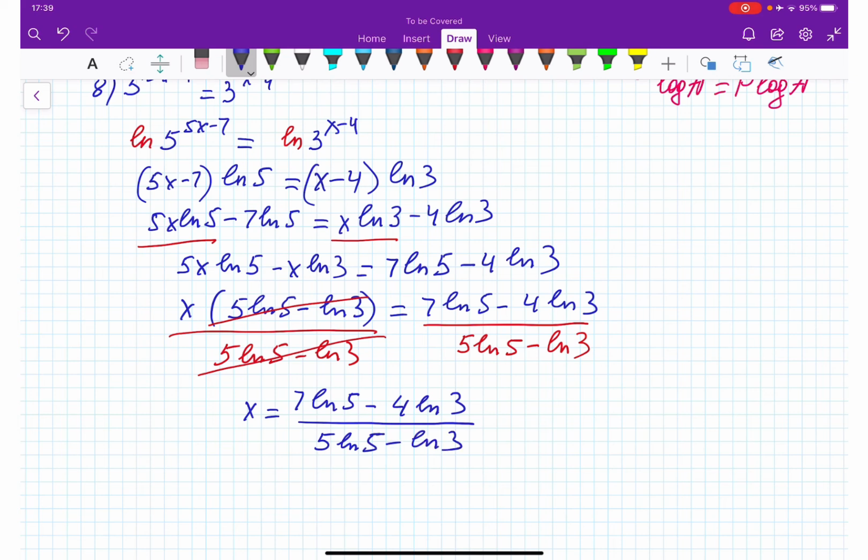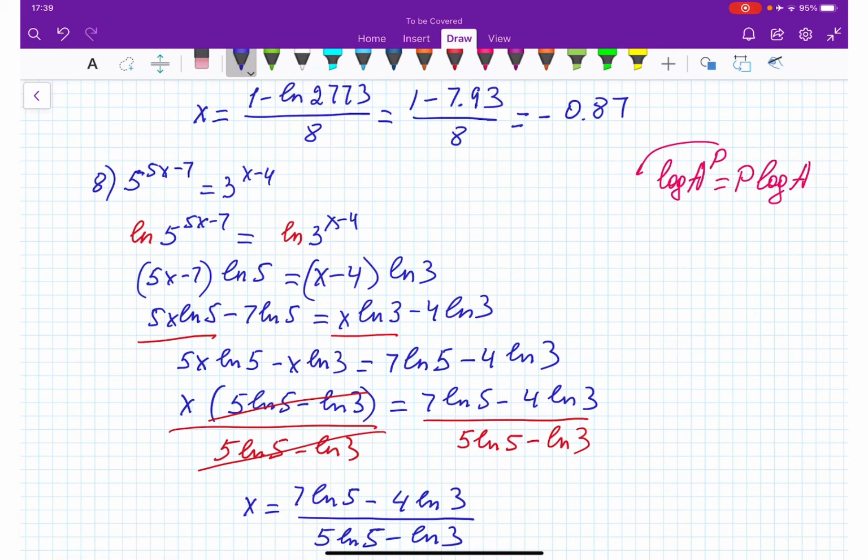This is one of the methods to use when you cannot bring to the same base. Okay, that's when we use this method. Okay, let me write it down here. I would write it down this way: use this method when you can't bring to the same base.